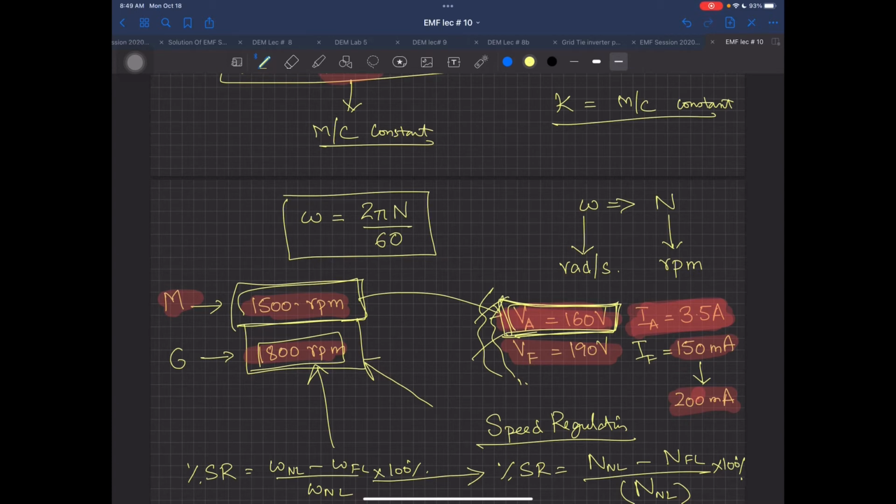Please, whenever you are there, even if you are 4 or 5 students in the group, the purpose of having 3 or 4 students in a group is this: if 2 students are working, one is keeping an eye that your protection is there, because you are working at 160, 190 volts.